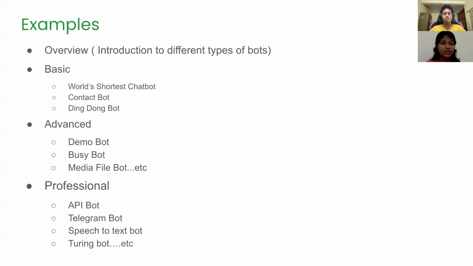So after the tutorial, we will be having an example section. Under this, firstly, there will be an overview page, which will provide an introduction to all the different types of bots. And we have categorized bots under three different sections: basic, advanced, and professional. Under each of these sections, we will be having different examples of chatbots. Like under basic, there is the world's shortest chatbot, contact bot, ding dong bot, and similarly for others too. Next.